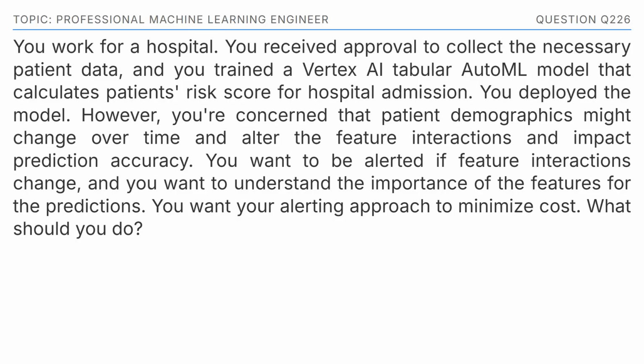You work for a hospital. You received approval to collect the necessary patient data, and you trained a Vertex AI tabular AutoML model that calculates patients' risk score for hospital admission. You deployed the model. However, you're concerned that patient demographics might change over time and alter the feature interactions and impact prediction accuracy. You want to be alerted if feature interactions change, and you want to understand the importance of the features for the predictions. You want your alerting approach to minimize cost. What should you do?